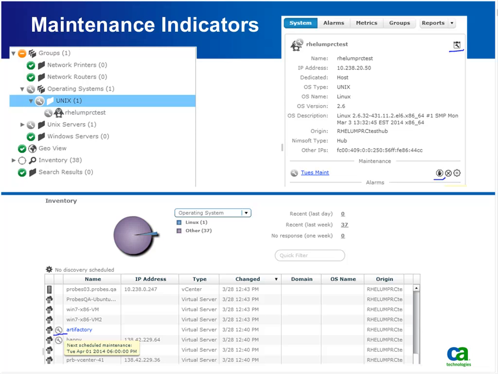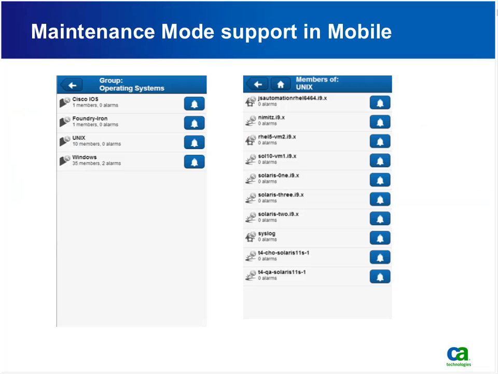As you look at inventory, you can get a clear indication in inventory. There's a new column in inventory that shows you that a particular system participates in a schedule, and if you mouse over that schedule, you'll see a tooltip that tells you when the next schedule occurs. And finally, in our mobile app, you'll see indications of maintenance, so that if you are looking at systems in there, you'll understand which ones are in maintenance at the moment.